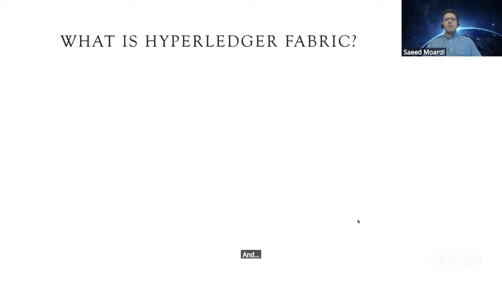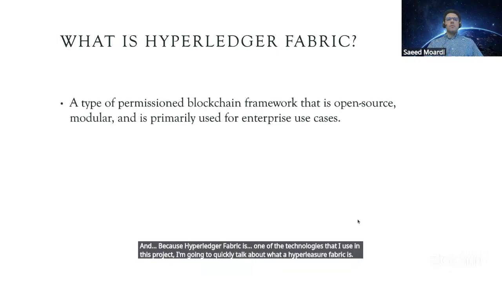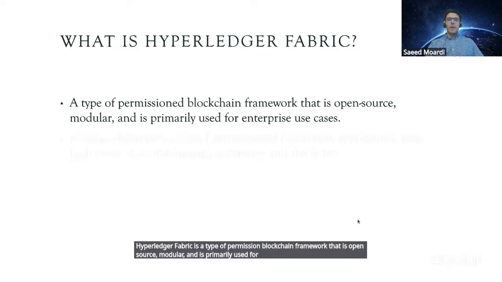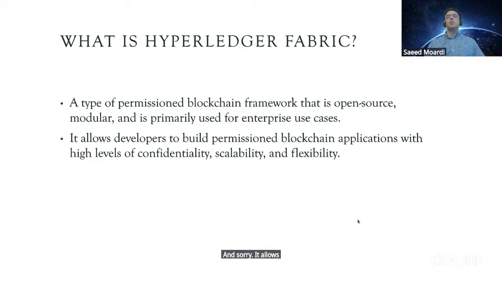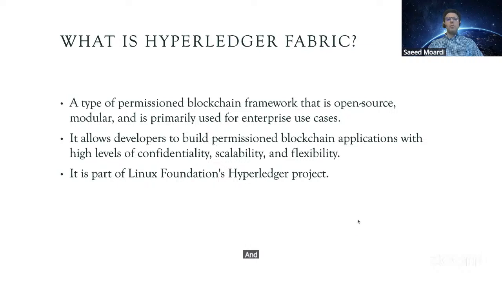Because Hyperledger Fabric is one of the technologies that I use in this project, I'm going to quickly talk about what Hyperledger Fabric is. Hyperledger Fabric is a type of permissioned blockchain framework that is open source, modular, and primarily used for enterprise use cases. It allows developers to build permissioned blockchain applications with high levels of confidentiality, scalability, and flexibility. And it is part of the Linux Foundation's Hyperledger project.